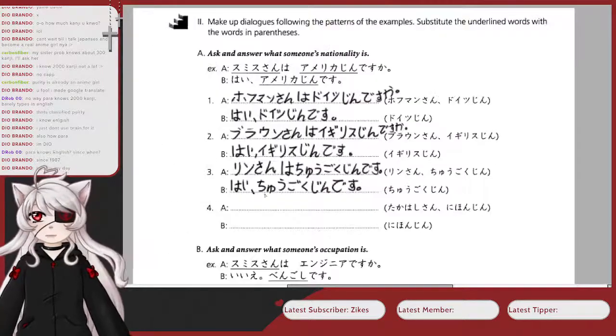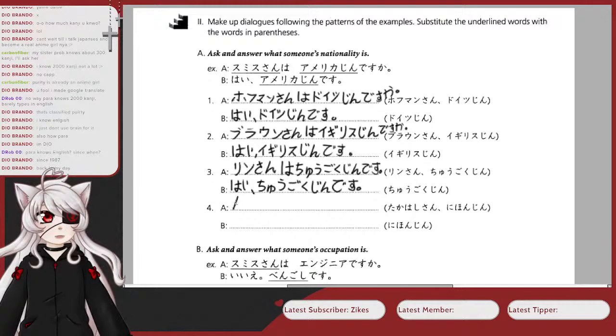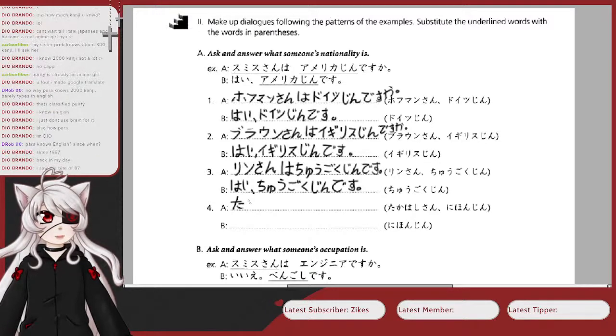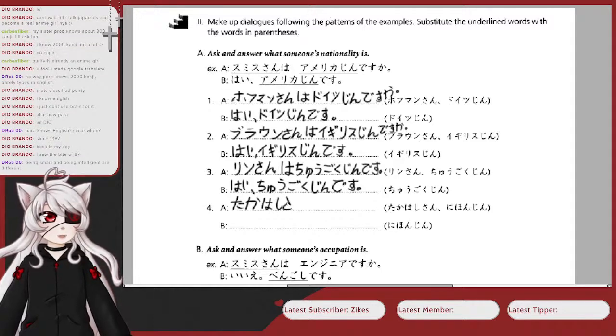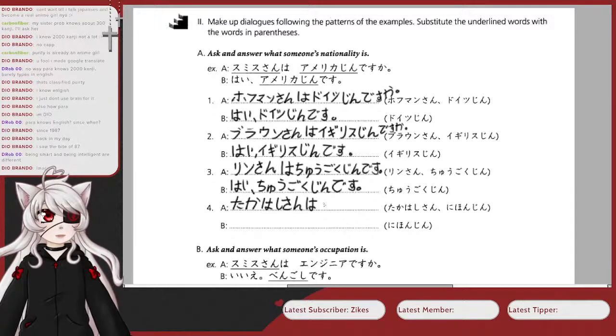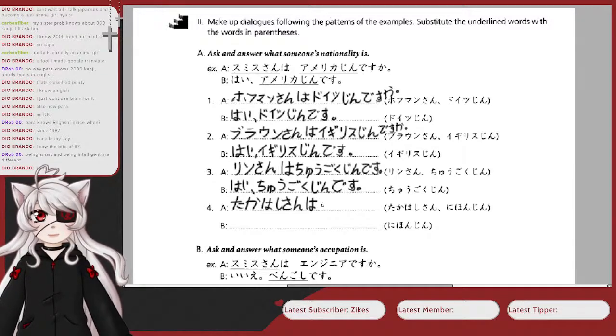And then the last one is... I saw the bite of... Oh my god, shut up with your Five Nights at Freddy's BS. Unbelievable. Takahashi-san? What? Being smart and being intelligent are different.